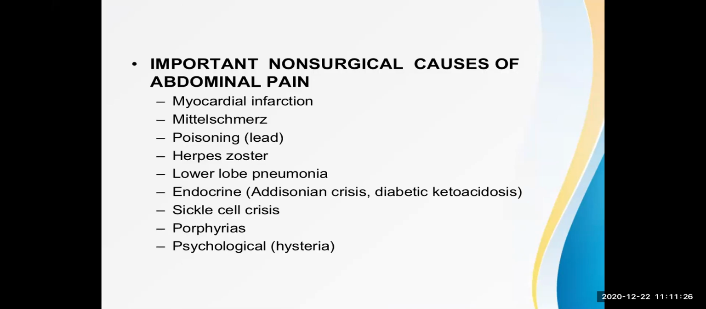Now, at the same time, we should know what are the non-surgical causes of abdominal pain as well. In other words, what are the medical causes of abdominal pain? A very, very important question in the Viva exam. See here. Myocardial infarction is one of the important ones. MI, especially inferior wall MI, can give rise to pain in the epigastric area.